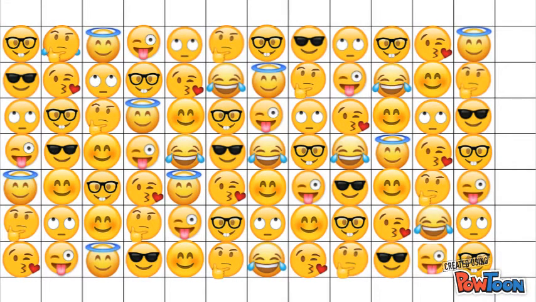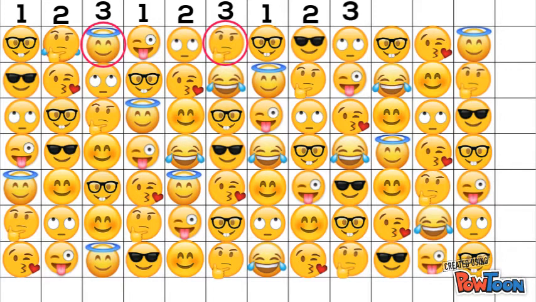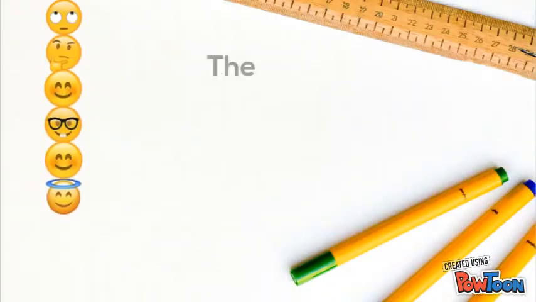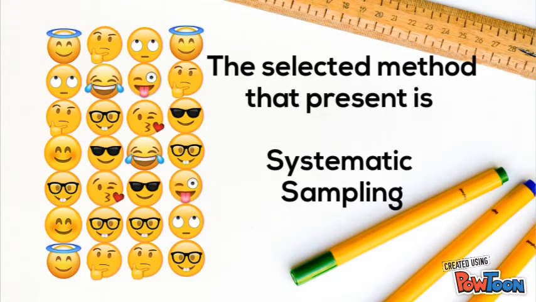From the left, we start to count 1, 2, 3, so the third emoji will be selected, and count again 1, 2, 3, we will get the next sample, and repeat the step until all samples are selected from the population. So at the end, 28 emoji will be our sample. The selection method presented is systematic sampling.